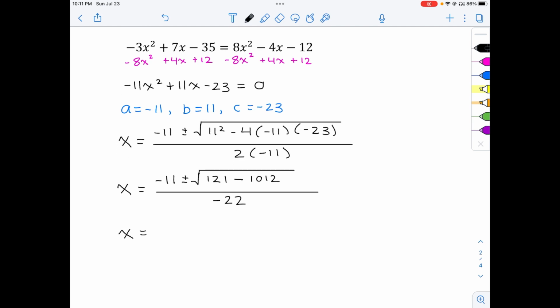So then I'll have x equals -11 plus or minus the square root. Now here, when I do 121 subtract 1,012, I get -891 under my square root. And then on the bottom here, this is still -22. So if you were to try on your calculator to do the square root of -891, your calculator would say error.